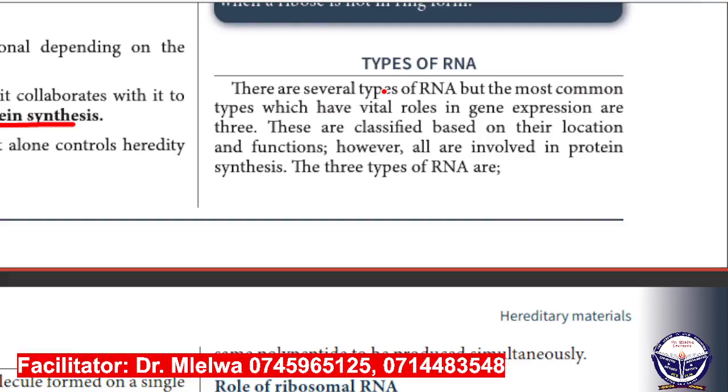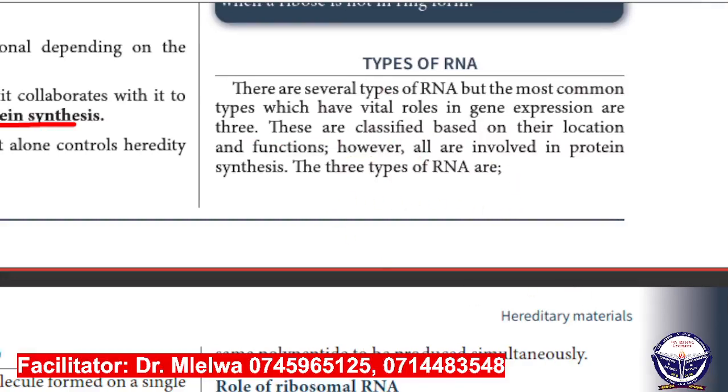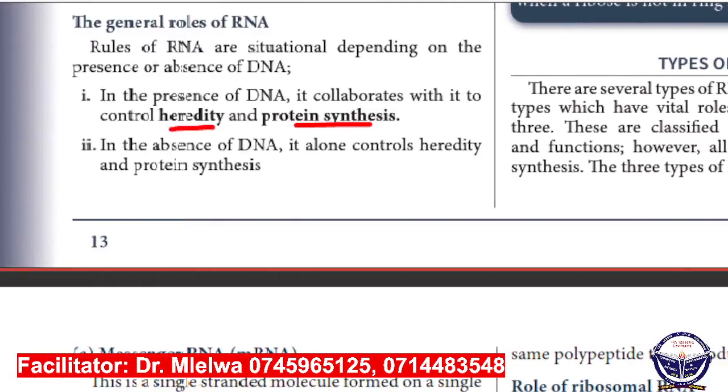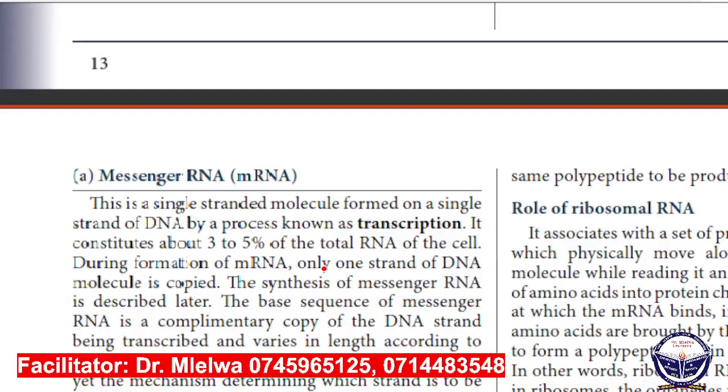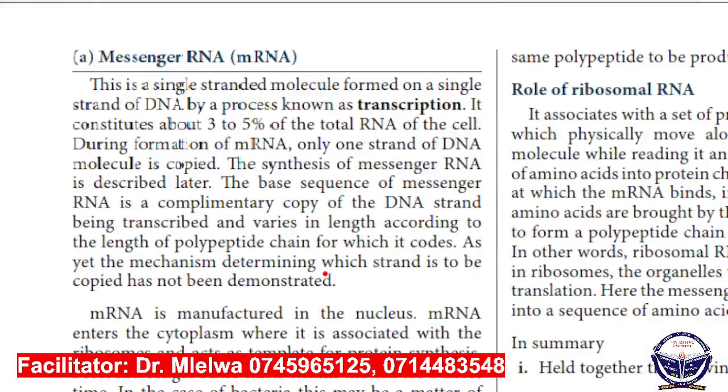These are classified based on their location and function. So we classify RNA based on the location and the function. However, all are involved in protein synthesis. The three types of RNA are, kwanza kuna messenger, kuna transfer pamoja na ribosomal. Messenger, ambao tuna abbreviate as mRNA, transfer pamoja na ribosomal.